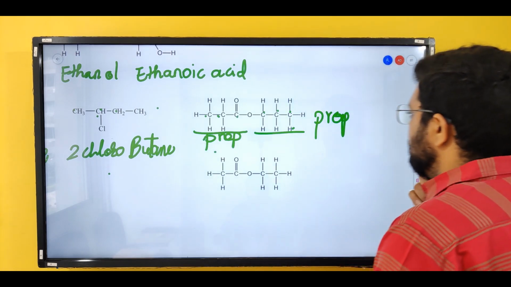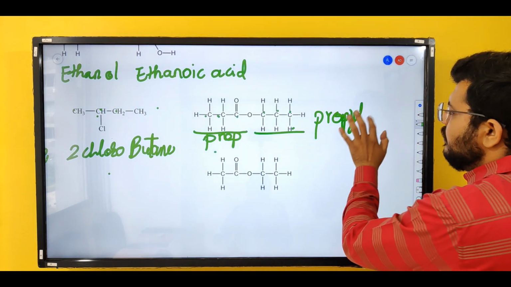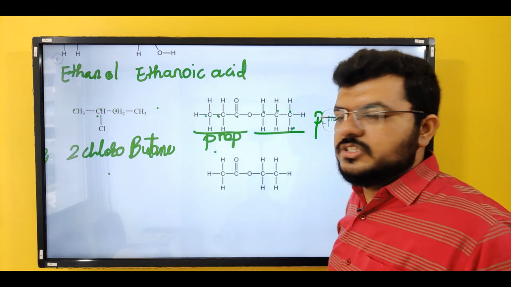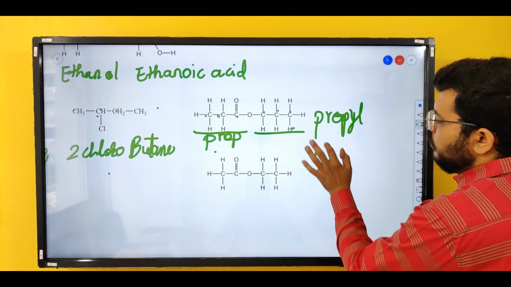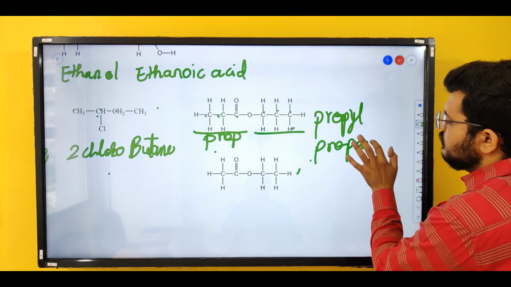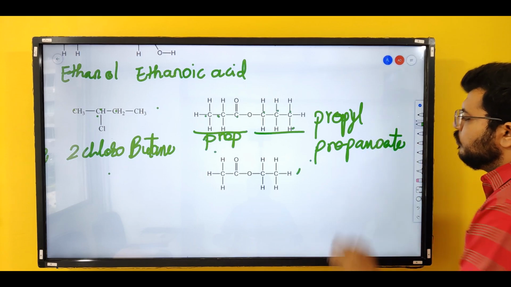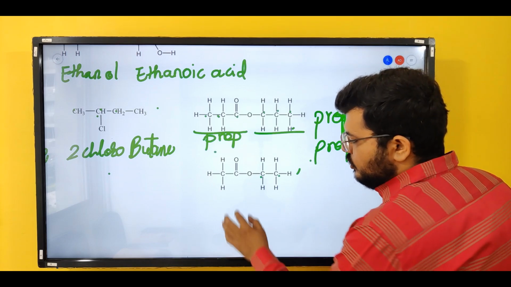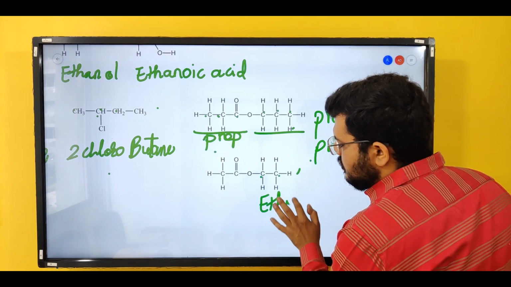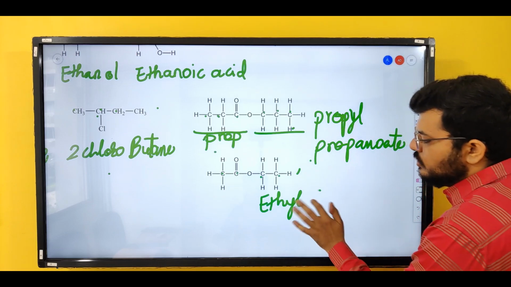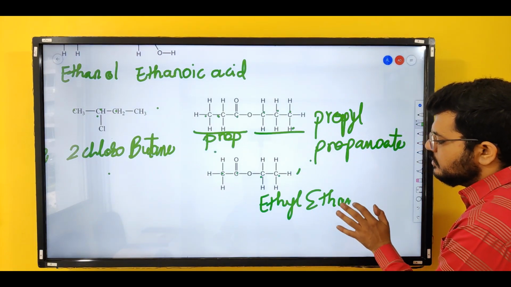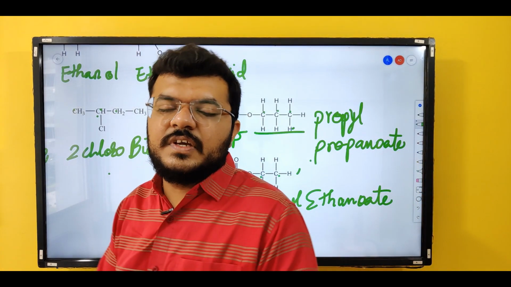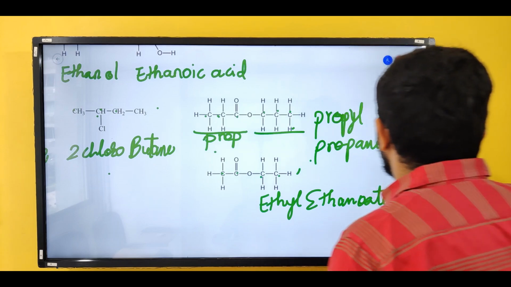Now how to connect them? You will write propyl. Why? Because this is an alkyl chain. It's attached to the main chain via oxygen. So it is propyl propanoate, right? Propyl propanoate. In the same way, there are 2 carbon on this side, so it is ethyl, and 2 carbon here, so ethanoate. Ethyl ethanoate. So these are some examples we have discussed for naming of hydrocarbons.